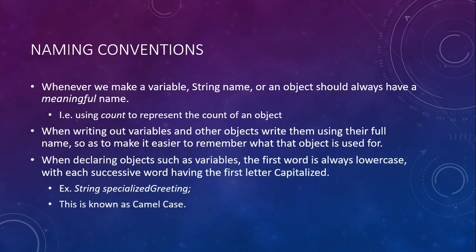When declaring objects as variables, typically we follow a pretty standard convention here that the first word is always lowercase, with each successive word having the first letter capitalized. So for example, string specializedGreeting. You'll notice that specializedGreeting is all one word, but how we differentiate between the two words is that the uppercase is applied to the first letter of the successive word. This is also what's known as camel casing.